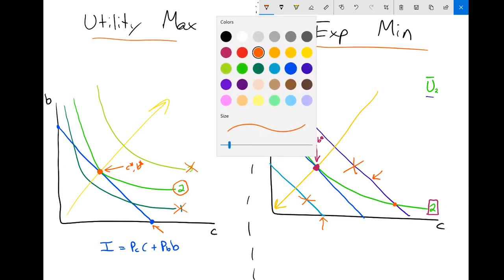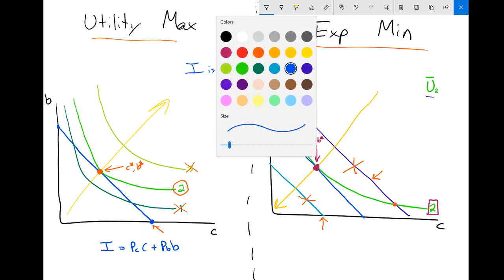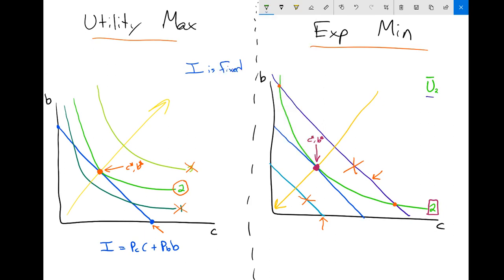Okay, so just one last point here. Income is fixed. Here, utility is fixed. That is, it stays the same. It's held constant. Okay, so there we go. Utility maximization, expenditure minimization.